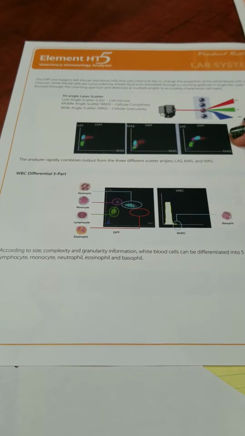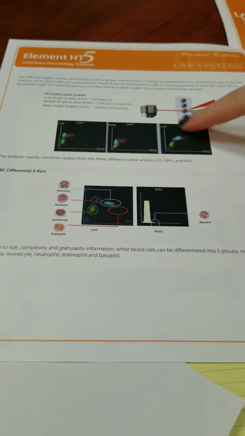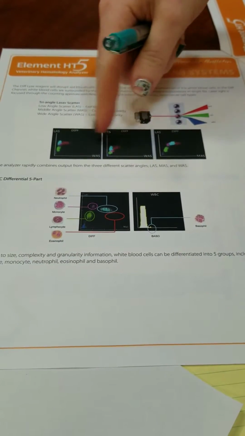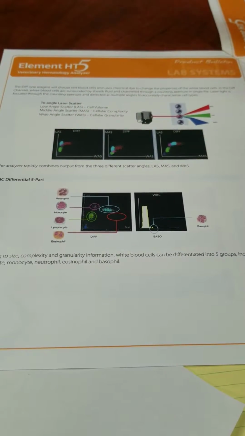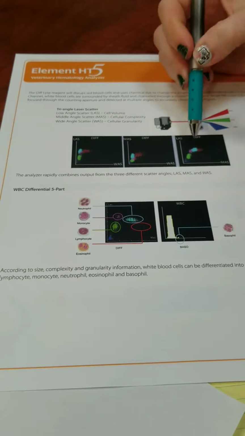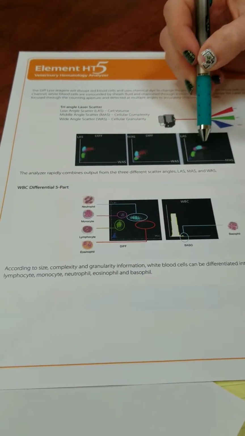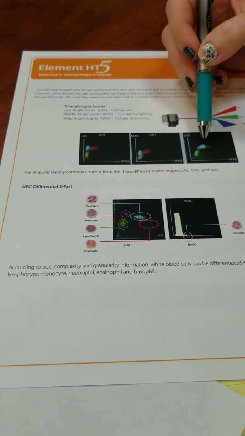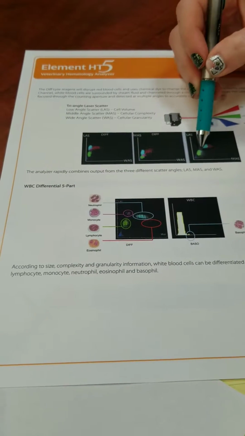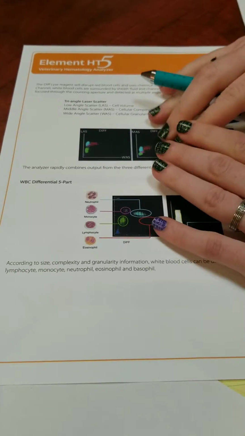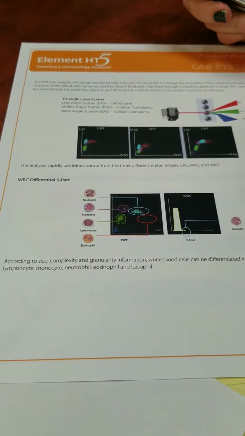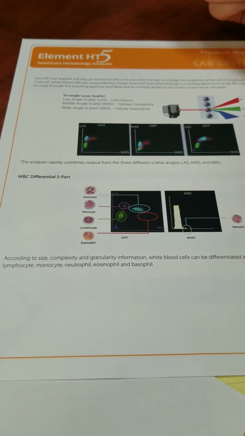So the LAS and the MAS ones, low angle scatter and middle angle scatter, are the screen that generally pops up. If you touch on this screen, it'll pull up the other two values on the analyzer itself. But what we're looking for is for all of these colors to be as together as possible. The further out this turquoise representation goes, it means there's more size variation within that cell population.